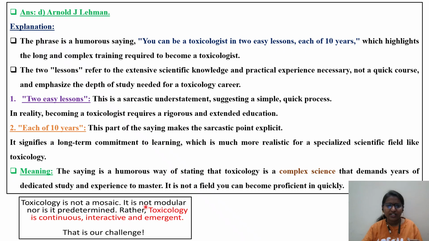So it is not a mosaic, it is not modular, nor is it predetermined. Rather, toxicology is continuous, interactive, and emergent. That's why I keep saying keep reading whatever new articles are there. Keep reading. Interactive: attend as many conferences or meet your peer toxicology scientists, so that any case learnt by the second toxicologist might be learnt by a third toxicologist, like that.